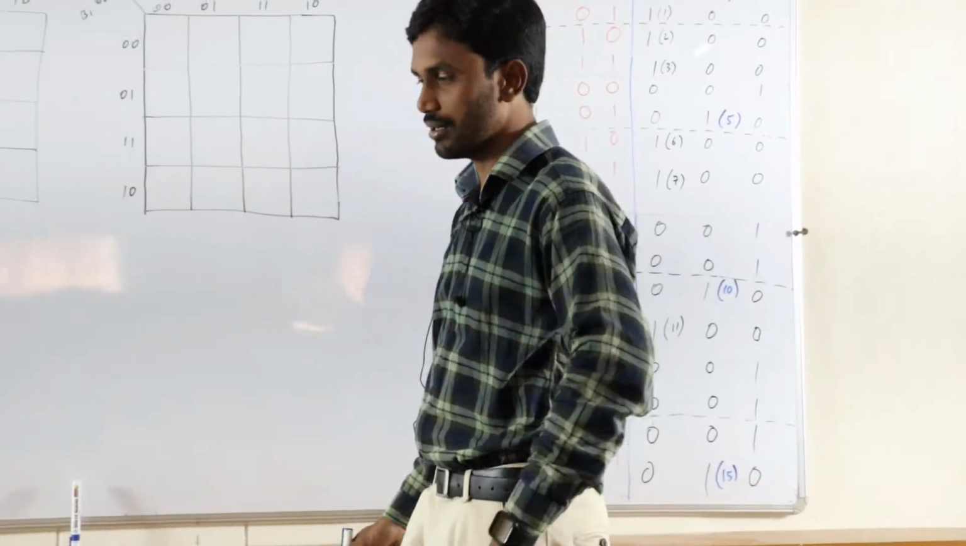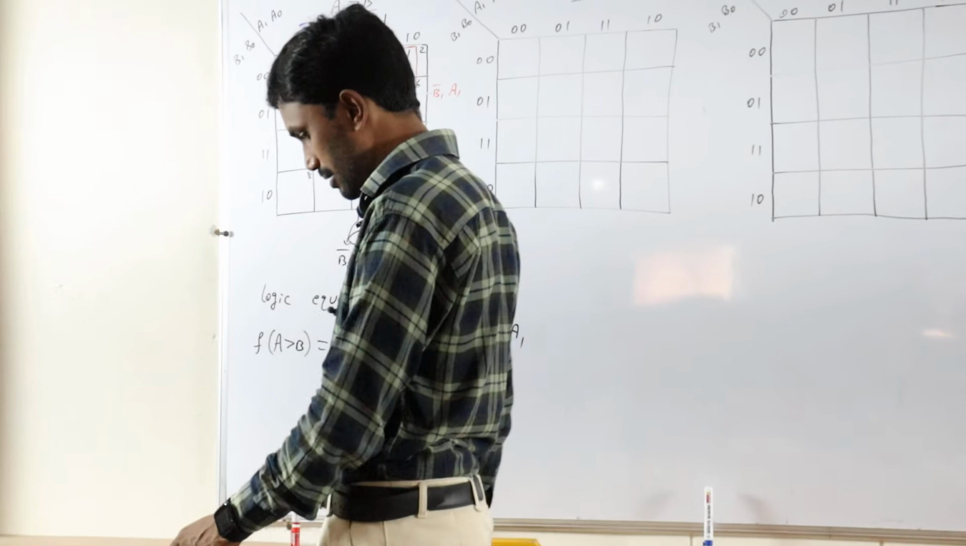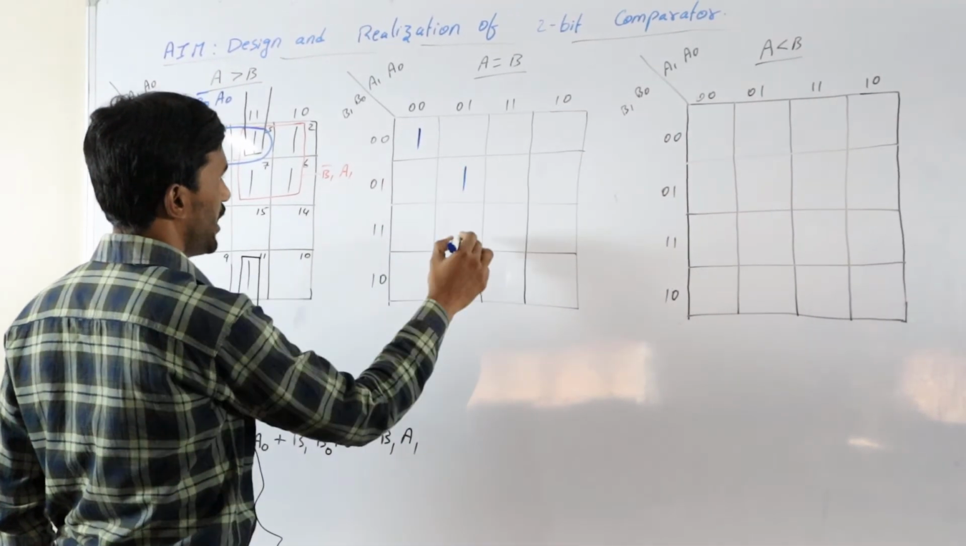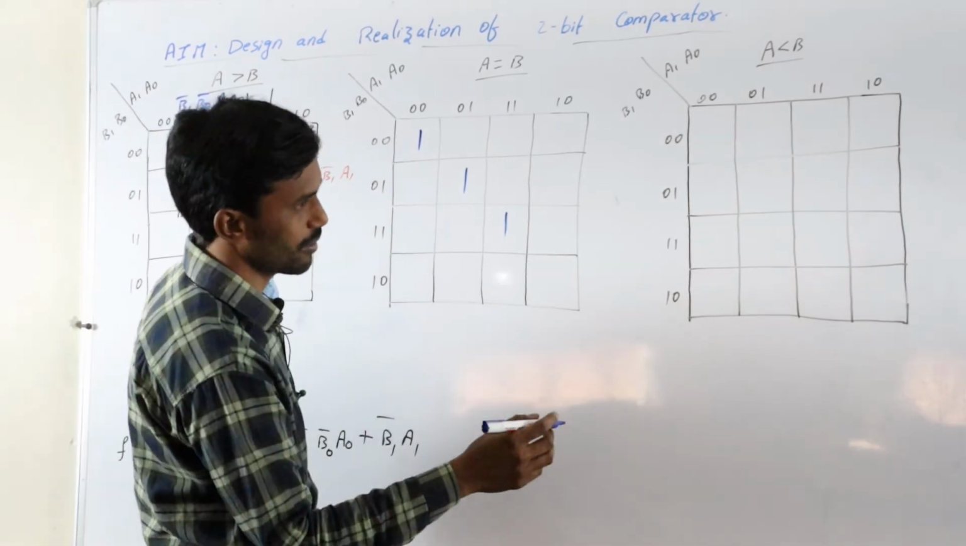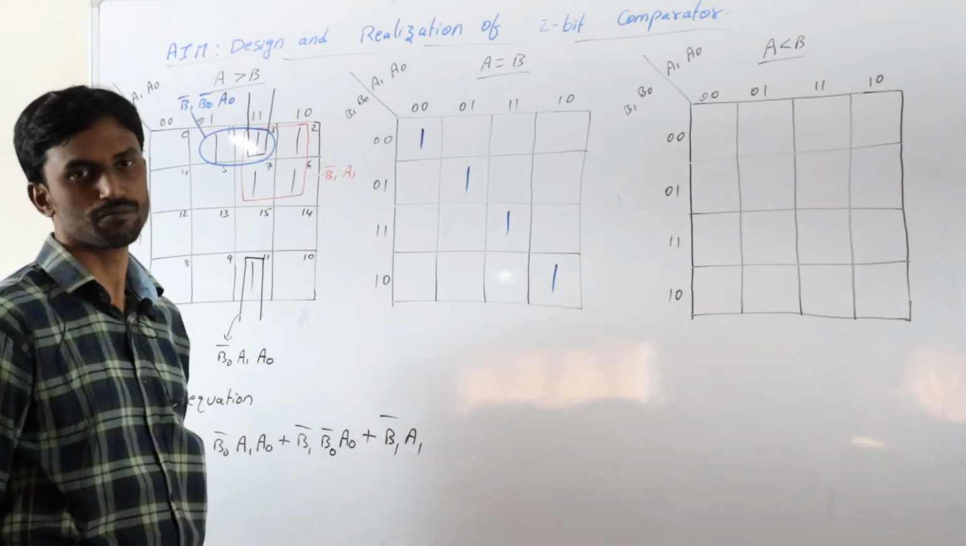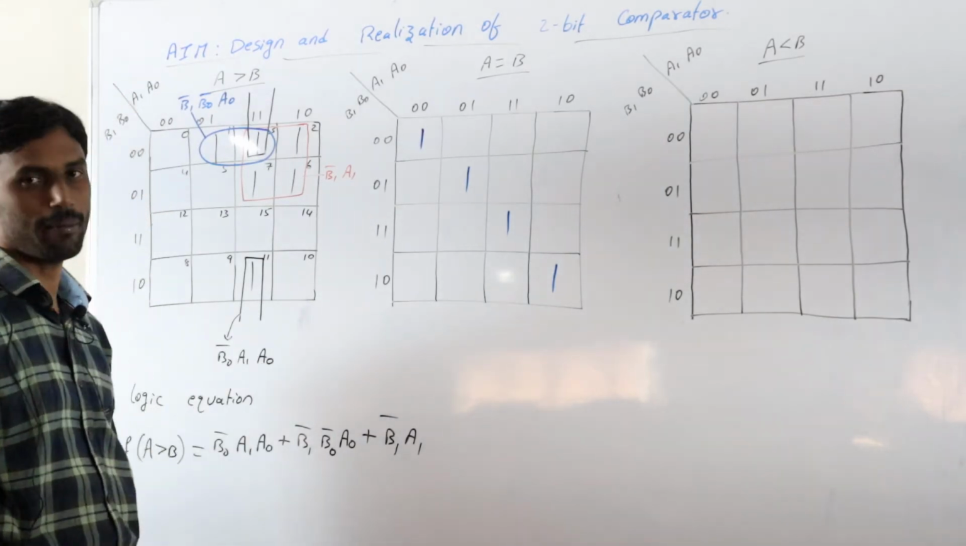Now mark it, note down, make the cell numbering. This is 0, this is 5, this is the next one. What is that? 10, and this will be 15. Sorry, 10 and 15. Now apply the K-map.